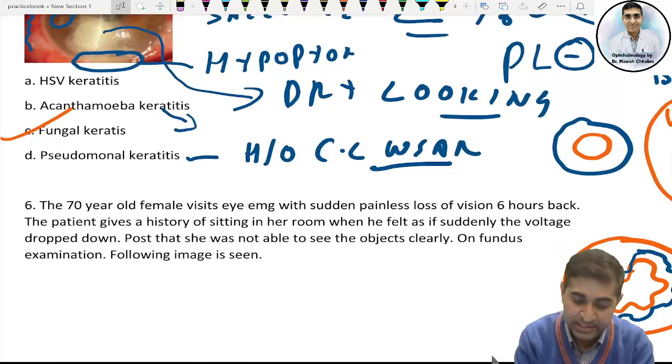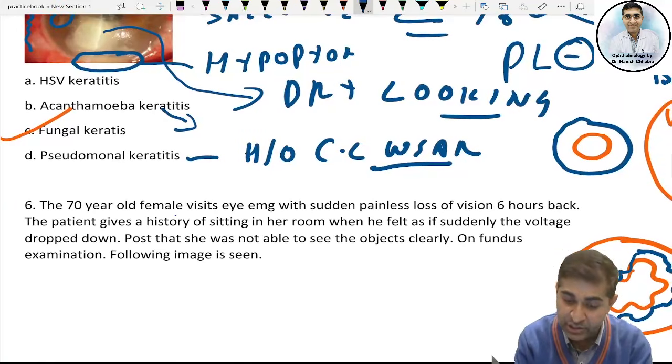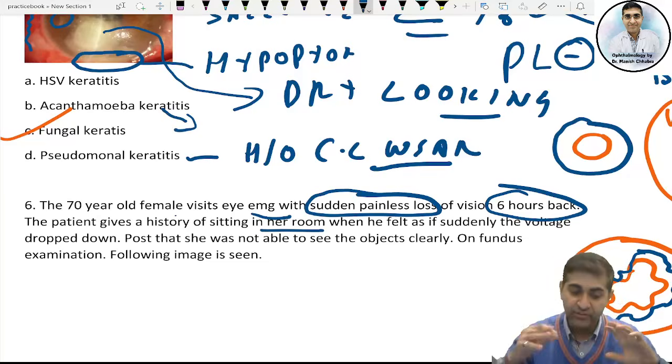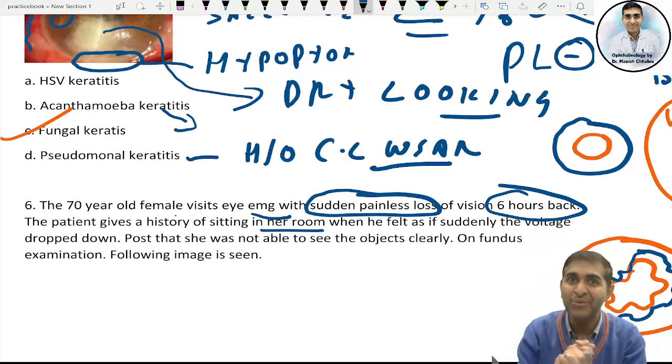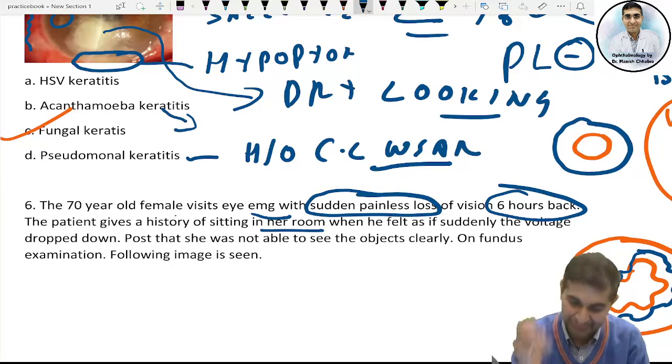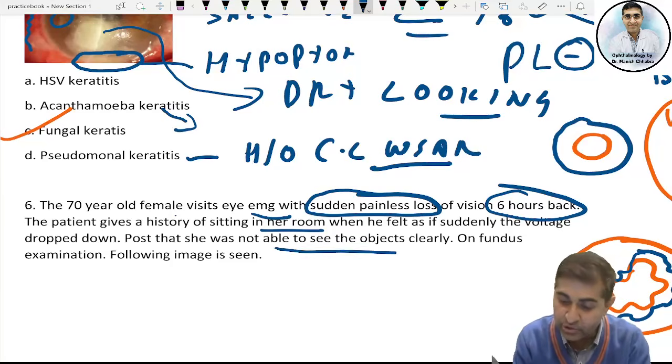Okay, now a 70-year-old female visits eye emergency with sudden painless loss of vision just 6 hours back. The patient gives a history of sitting in a room and she felt as if the voltage has suddenly dropped down. By this time, you already know the diagnosis. But still, post that she was not able to see the object clearly.